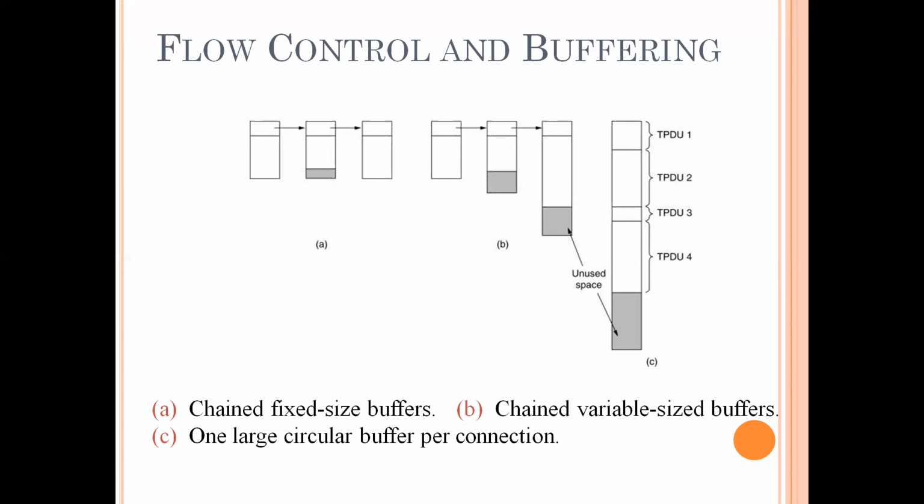In this figure, it shows chained fixed size buffers, chained variable size buffers, and one large circular buffer. Here, even if the receiver has agreed to do the buffering, there still remains the question of the buffer size. If most TPDUs are nearly the same size, it is natural to organize the buffers as a pool of identically sized buffers with one TPDU per buffer, as shown in the fixed size buffers.